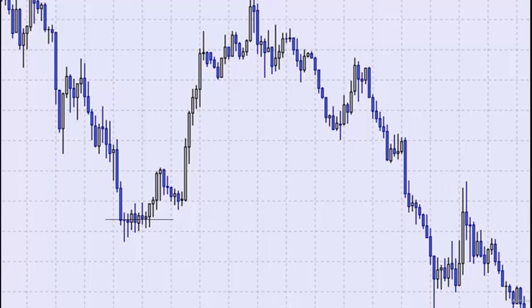So here we have an example. So here we have tweezer bottoms. Now, say for example, you saw these tweezer bottoms and you bought the market. So you would buy the market after seeing the tweezer bottom. So you would have entered the market around this price. Okay. Now you enter the market and the market begins to rally.